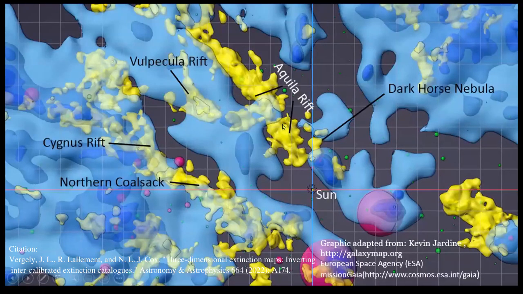So where's the Aquila Rift? In Jardine's data that he got from the GAIA spacecraft information, he labeled this long dust cloud here as belonging to the Aquila Rift. So as you're going away from the Dark Horse Nebula and upward towards Cygnus, this is the Aquila Rift here, also very close to us within the Orion spur.